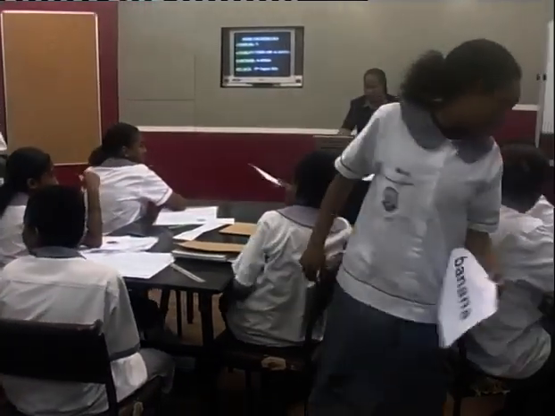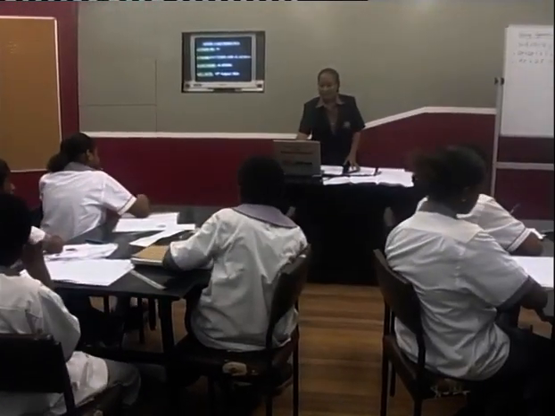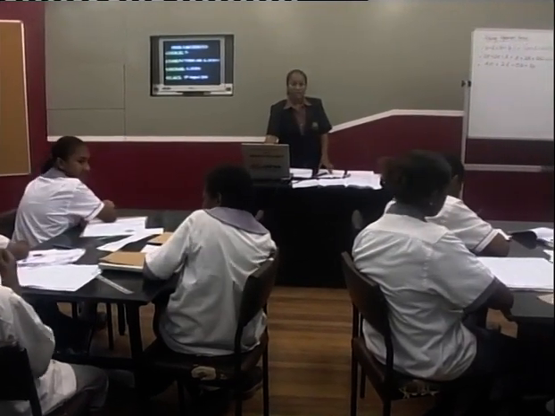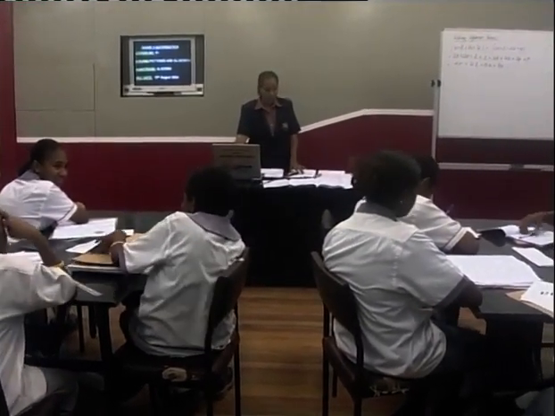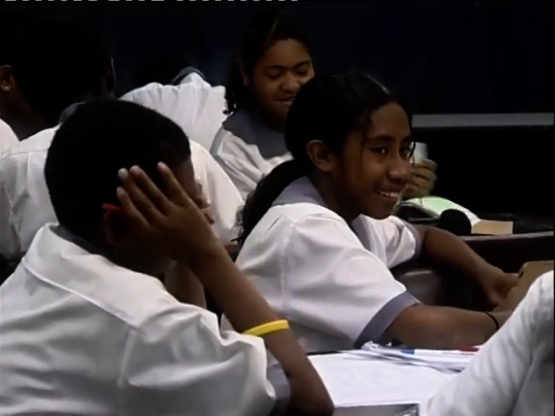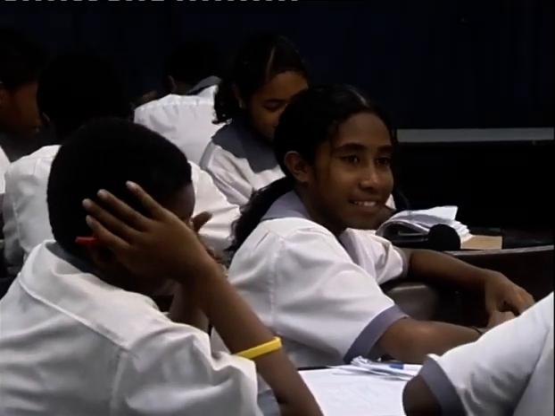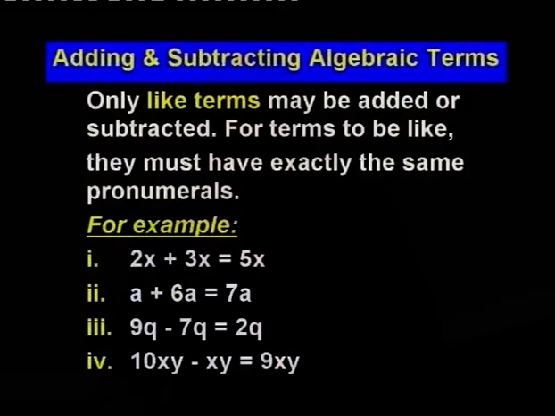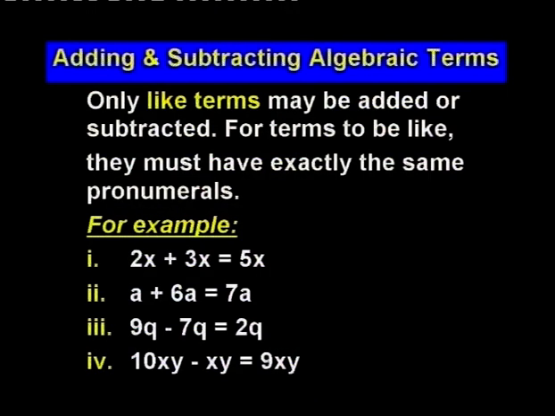All right, so class, you were given some activities to do, and those activities are in your workbook. If you can turn to page 31. All right, you have some exercises to do. Remember again, we all should remember that only like terms may be added or subtracted, and for terms to be like, they must have the exact same pronumerals.